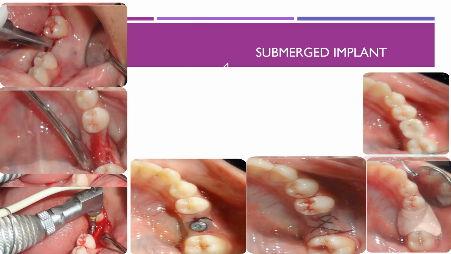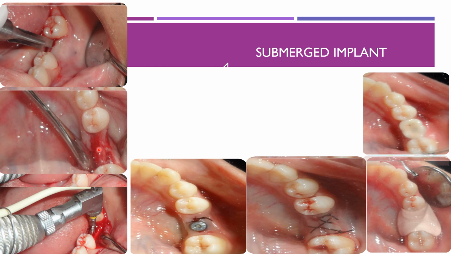So coming to some of the clinical photographs of different types of implant placement. First one is the submerged implant. You can see that here the midcrestal incision has been given. Flaps have been elevated to the buccal and the lingual. You are able to see the osteotomy site. There is the bone level.